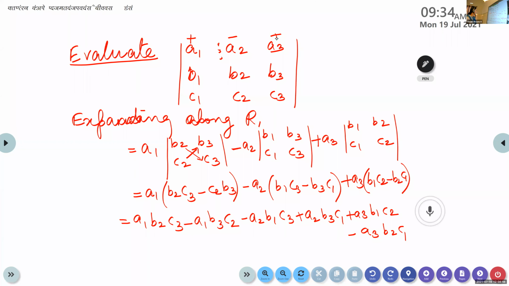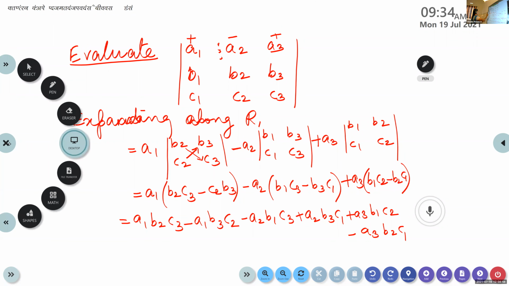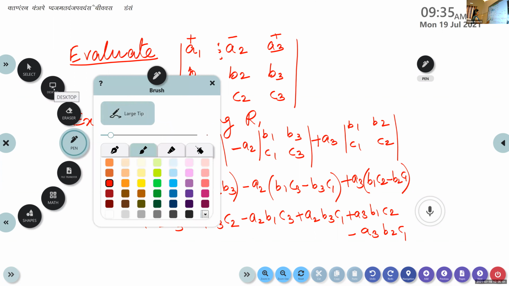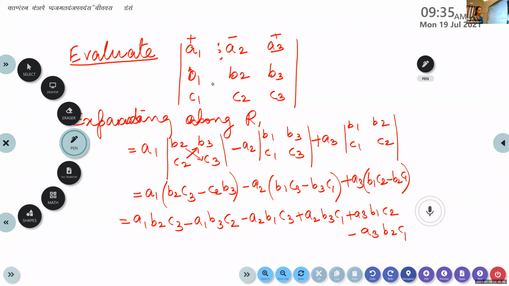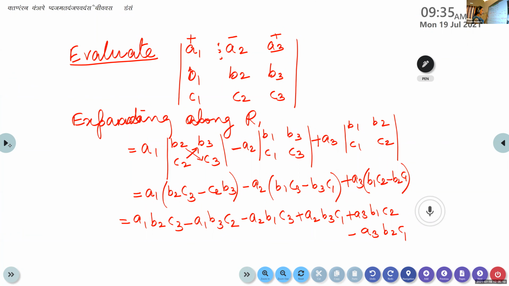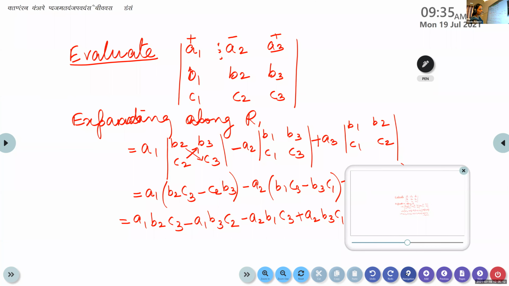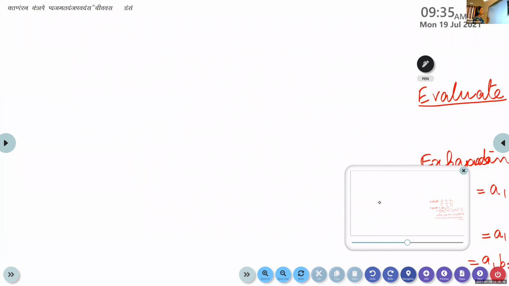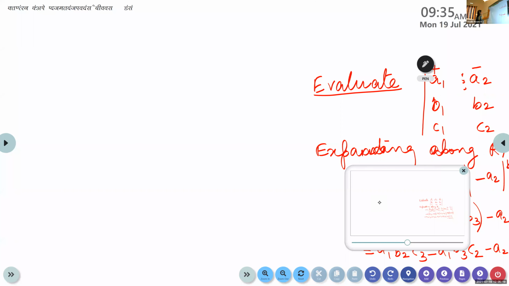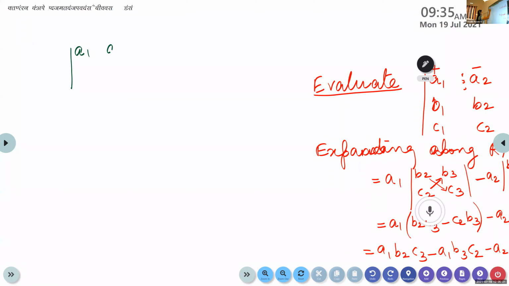Now the same thing, we can do it along the first column. Okay, we can expand it along the first column. The other columns, one more column, you can do as homework. Now for the same determinant, we are going to find out the value of the determinant using the first column. The determinant is A1, A2, A3, B1, B2, B3, C1, C2, C3.